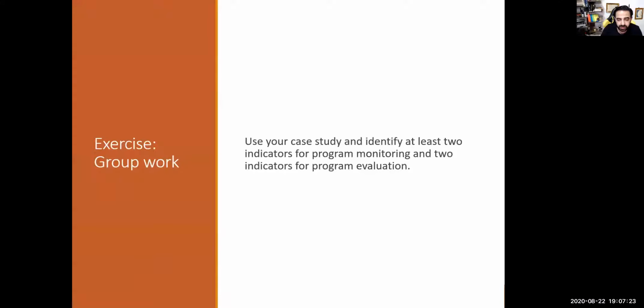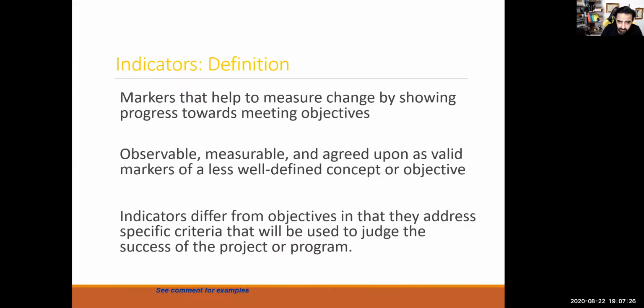Indicators, we said you must always remember, indicators are markers that help to measure change by showing progress toward meeting objectives. Observable, measurable, and agreed upon. Agreed upon means that you and the cluster and everyone agree about that indicator. And we said indicators may be qualitative, which you can measure by words, and there are other indicators like quantitative, which you can measure by numbers.